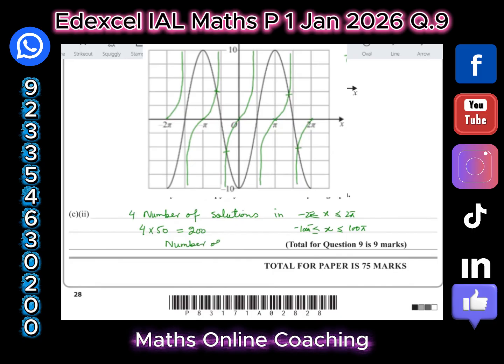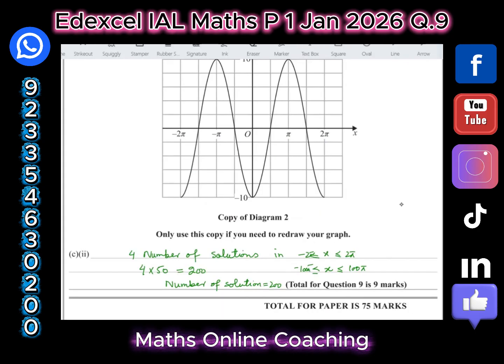The number of solutions is 200, which completes the question. This was the last question of this paper, January 2026.